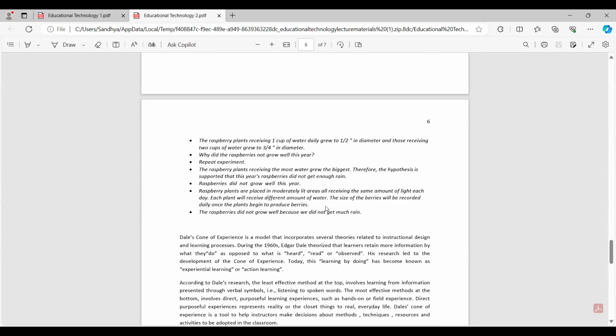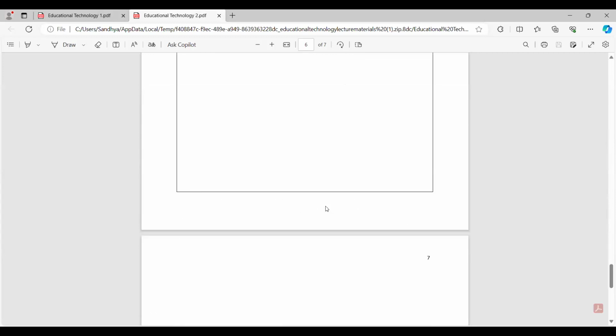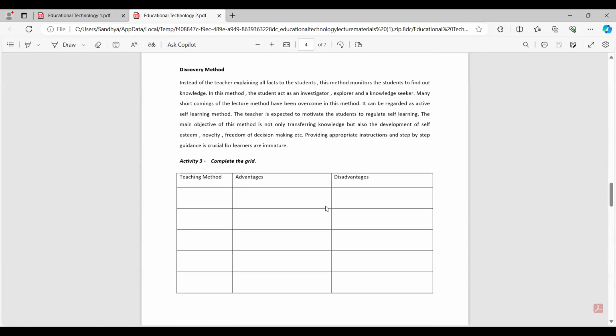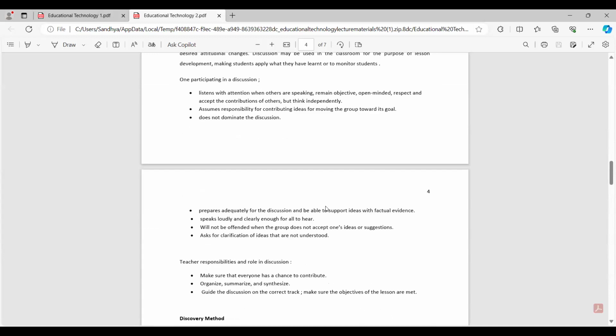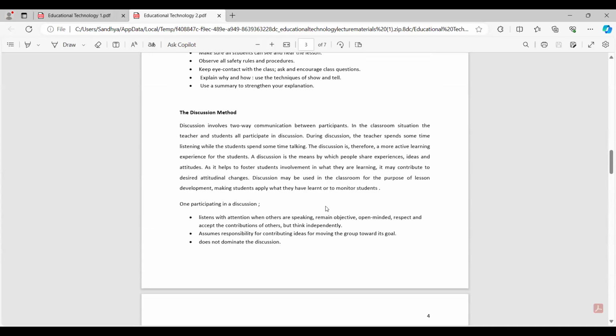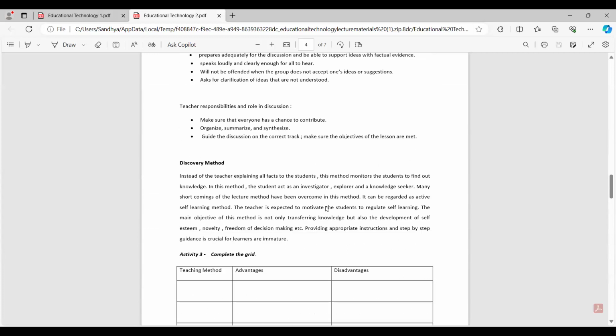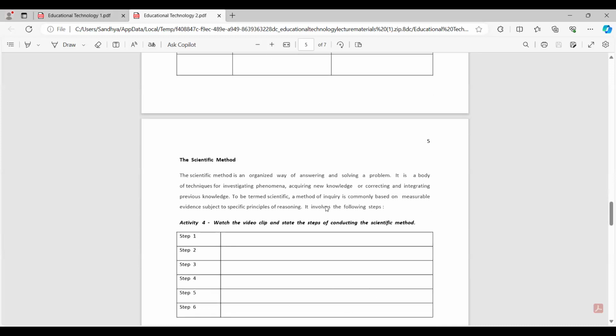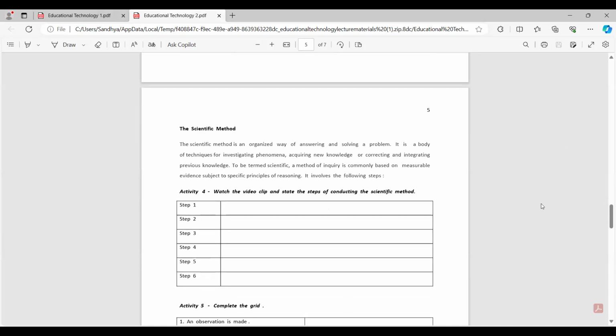Right. Now we have another method. Let's keep the discussion method aside for a while and come back to it later. I will get you to look at the scientific method because it's a different one.